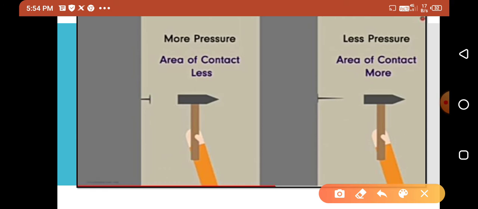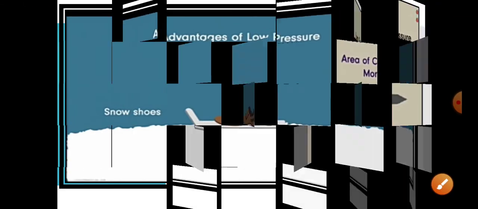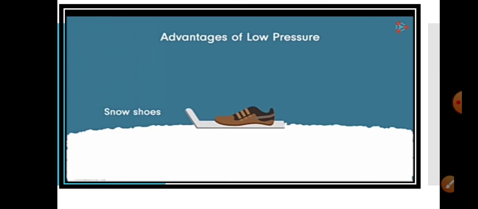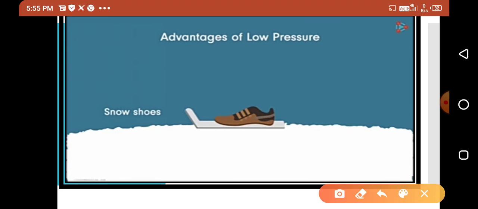Then, if we take the other side of the iron nail, which has a large area, it is not easy to pierce the iron nail into the wooden block, because the cap of the iron nail has more area. If the area of contact is more, then the pressure will be reduced. All these are the advantages of high pressure. Now what are the advantages of low pressure?